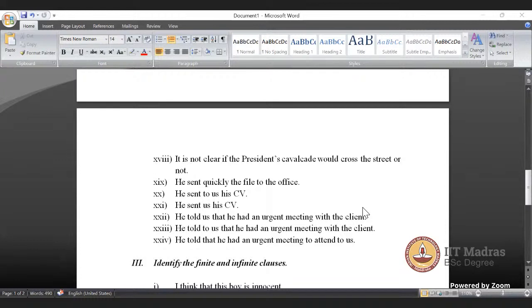Okay. Now, he sent to us his CV. Ungrammatical. Why? Sent to us his CV. Like to us, of course, is a wrong construction because in sentences like this, you have one clean object here. The direct object here in the sentence, he sent to us his CV. Direct object.